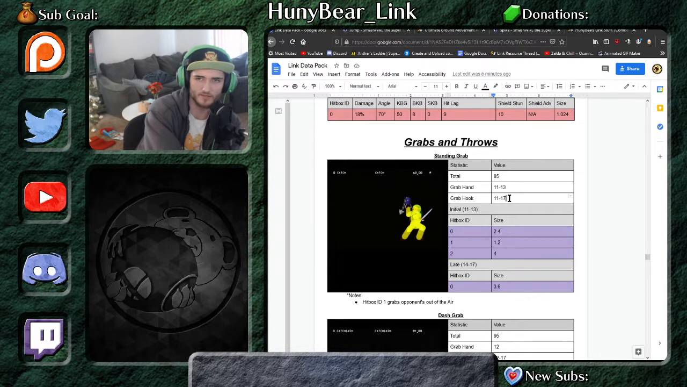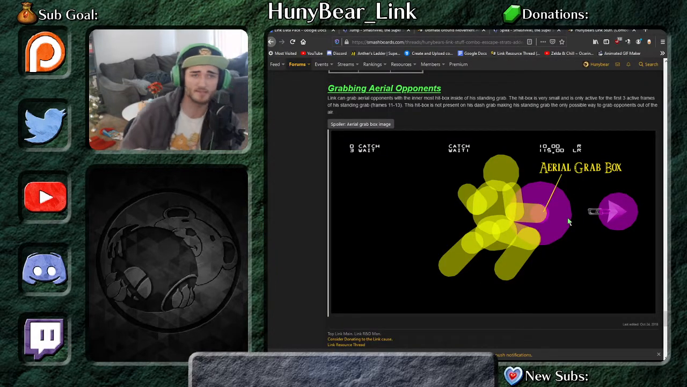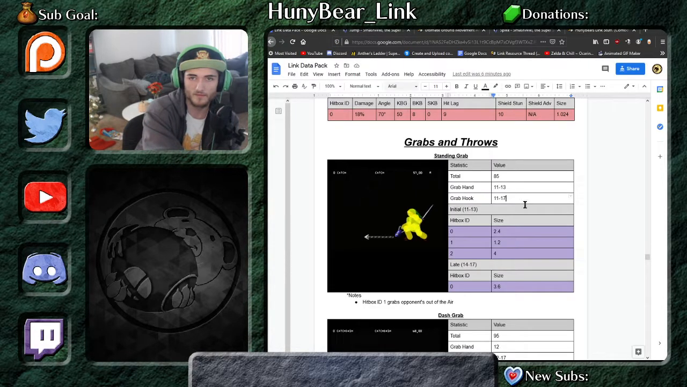By the way, this is the first actionable frame. Link has by a large margin the largest grab range. Just initially, look at this. This is ginormous. This is huge. And it hits on frame 11. That's not bad. That's only 4 frames slower than the average grab range.